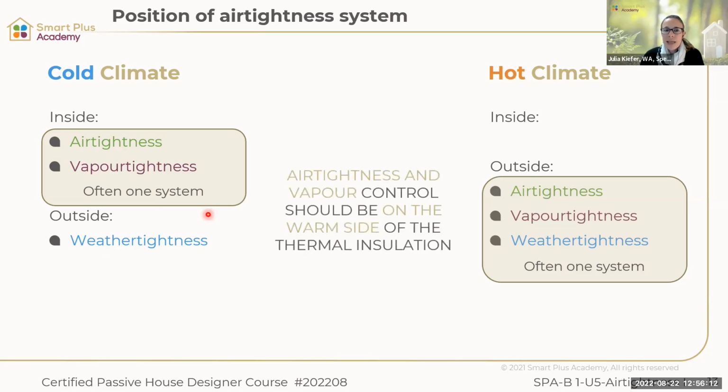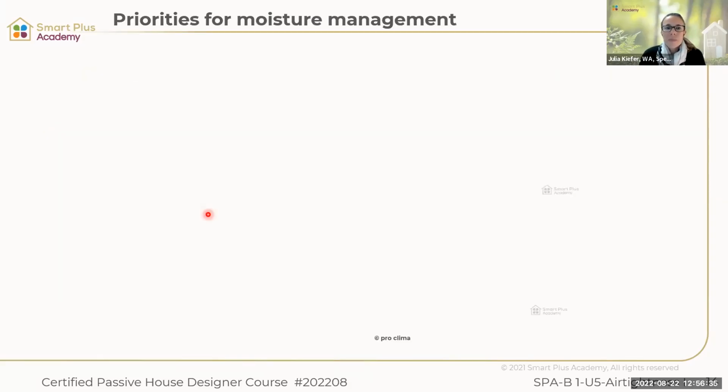But generally speaking, air tightness and vapor control should be on the warm side of the thermal insulation. Okay, so the warm side of the thermal insulation. For cold climate, it's very clear, it's the inside. And for mild climate, you preferably want to put it on the inside as well, for various reasons that I'm going to be talking about. But this is the general rule of thumb.